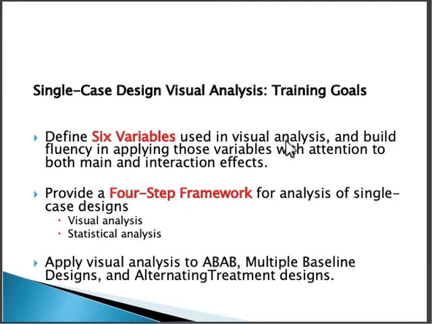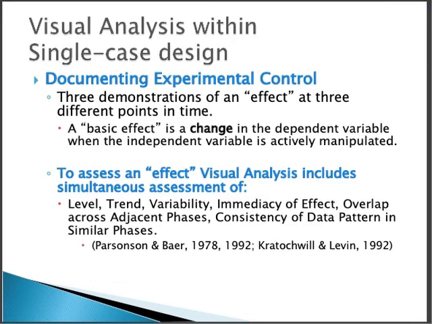So we want to define 6 variables used in visual analysis and build fluency in applying those variables with attention to both main and interaction effects. We want to provide a 4-step framework for analysis of single case designs through visual and statistical analysis, and apply visual analysis to ABAB, multiple baseline designs and alternating treatment designs. So we need to have 3 demonstrations of effect at 3 different points in time.